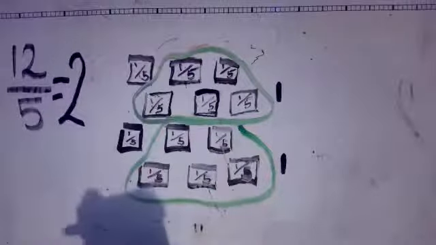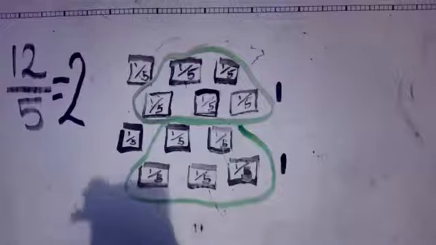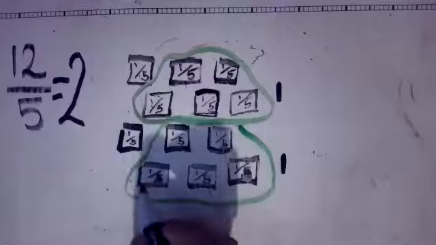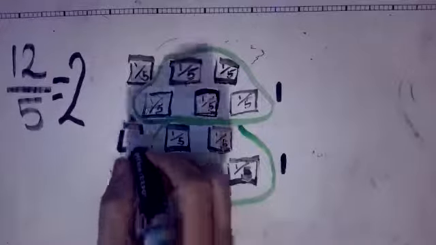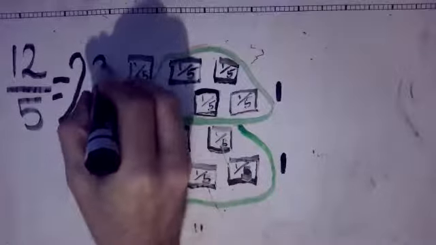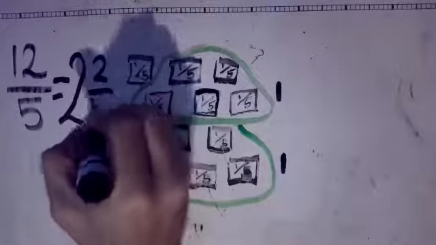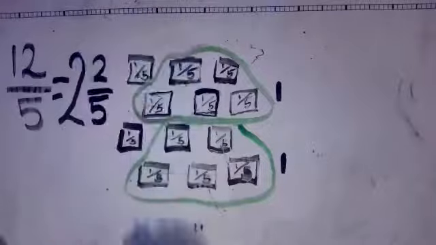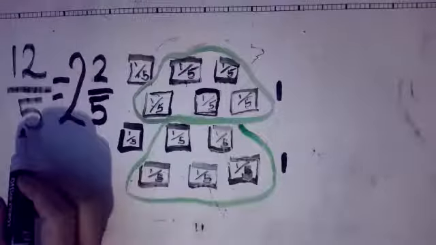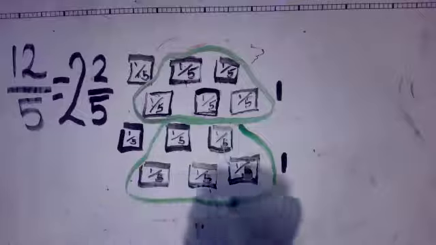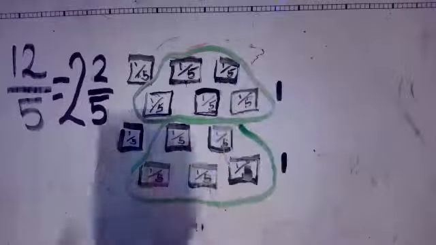And then I'm going to look at what didn't get circled, what wasn't used to make my wholes. I'm going to say, oh, there's 1/5, 2/5. There's 2 of my fifths left over. And now I figured out that my 12/5 is the same as 2 wholes and 2/5.